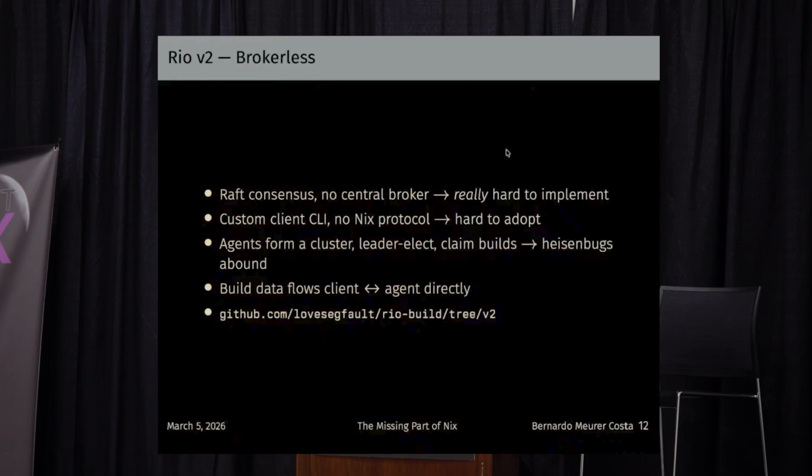I think it was the end of Saturday, I was like, I'm done with this. So then I started early Sunday, like 2 a.m., on V2, which I thought, okay, let's go brokerless. I will use Raft consensus, no central broker. They will elect a leader, and then the leader receives the build requests and decides which of the other ones gets to do the build. I'm not going to implement the Nix protocol. That's way too hard. I'm just going to make a custom CLI that does the eval locally and then sends it over gRPC. That sounds like a good idea.